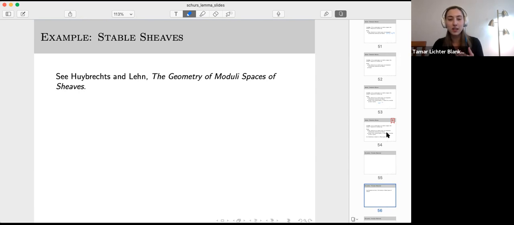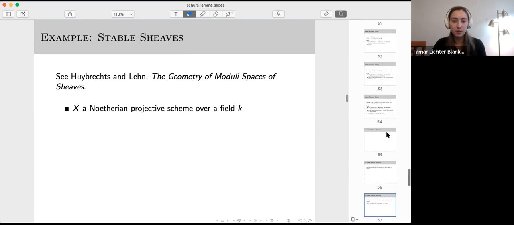But this is what I think. I think that what I'm writing is all fine. But like I said, check if you want to look at this in detail. So here's the setup. You start with a Noetherian projective scheme over a field.